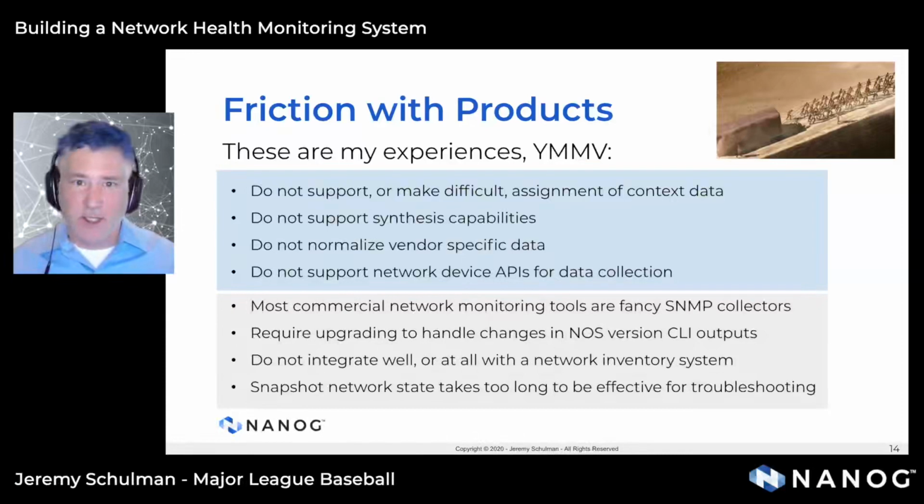Some types of products will perform snapshotting versus constant polling. And if your network is large enough, and depending on what those products do, taking a snapshot takes a long time. So you're not getting that near real-time value that you need. So there's been a lot of advancements in products over time, but still, these issues present challenges to try to build a near real-time health monitoring system.